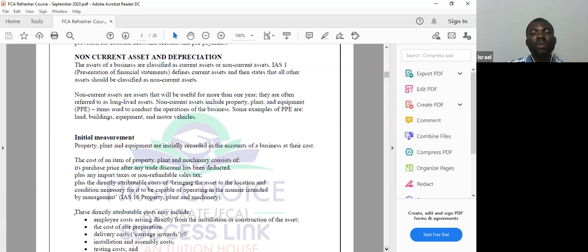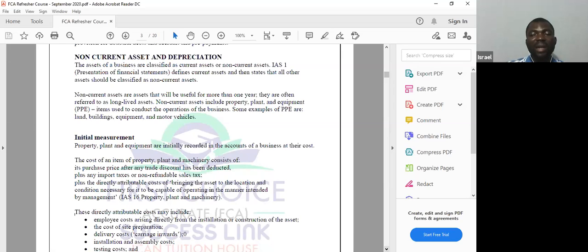Number two, the amount of the item of the asset must be measurable. The ability to attach a figure to it is another important factor that is being considered. Then also, we now talk about measurements.